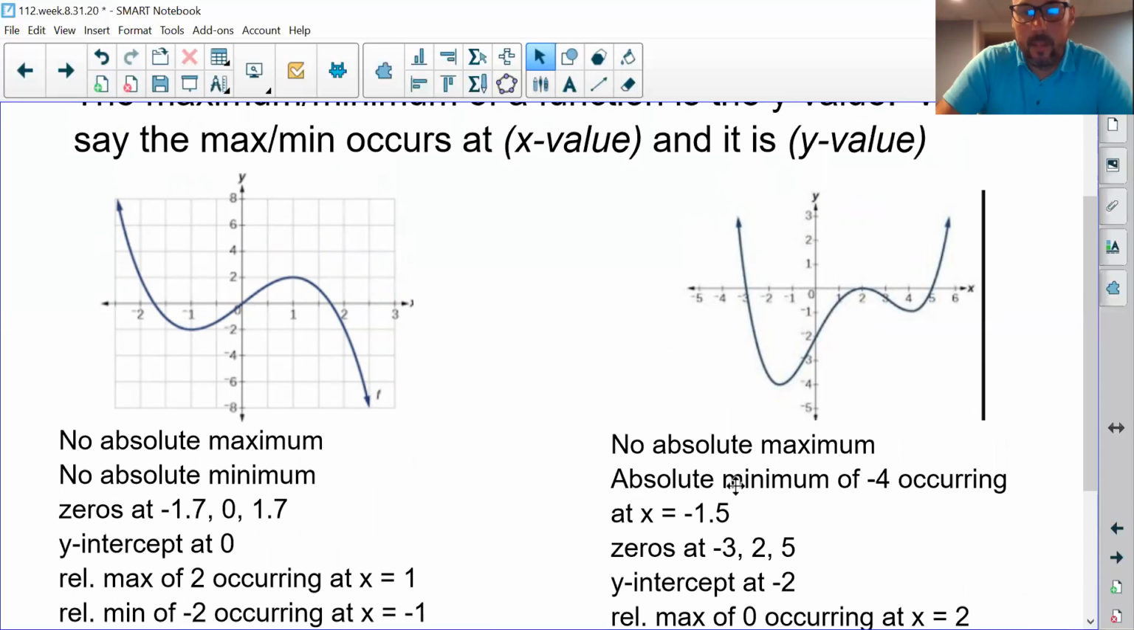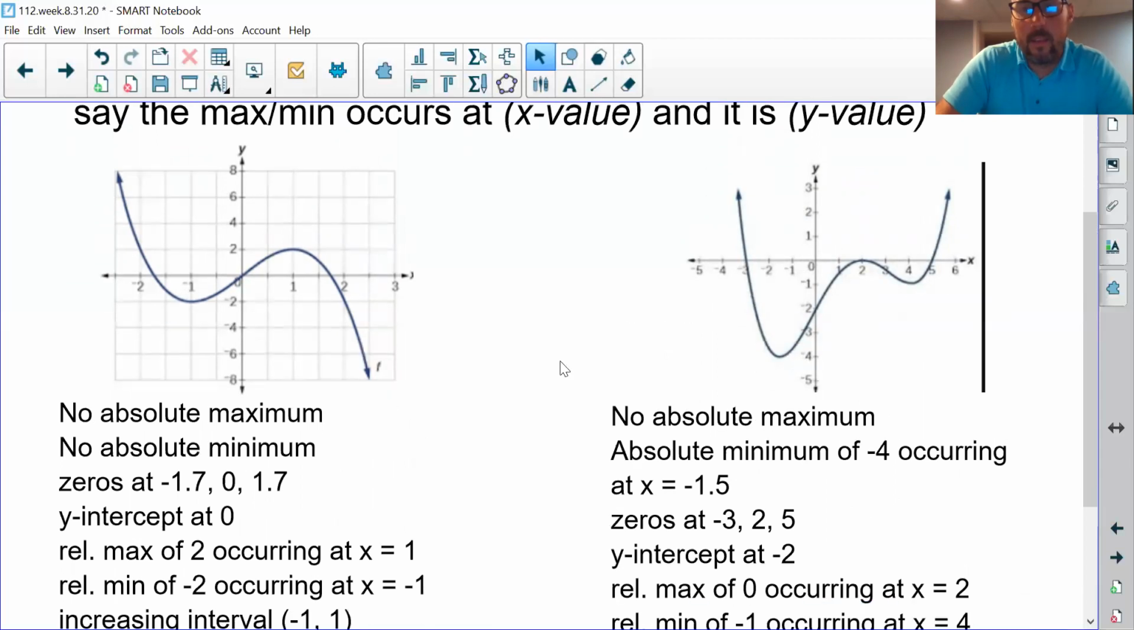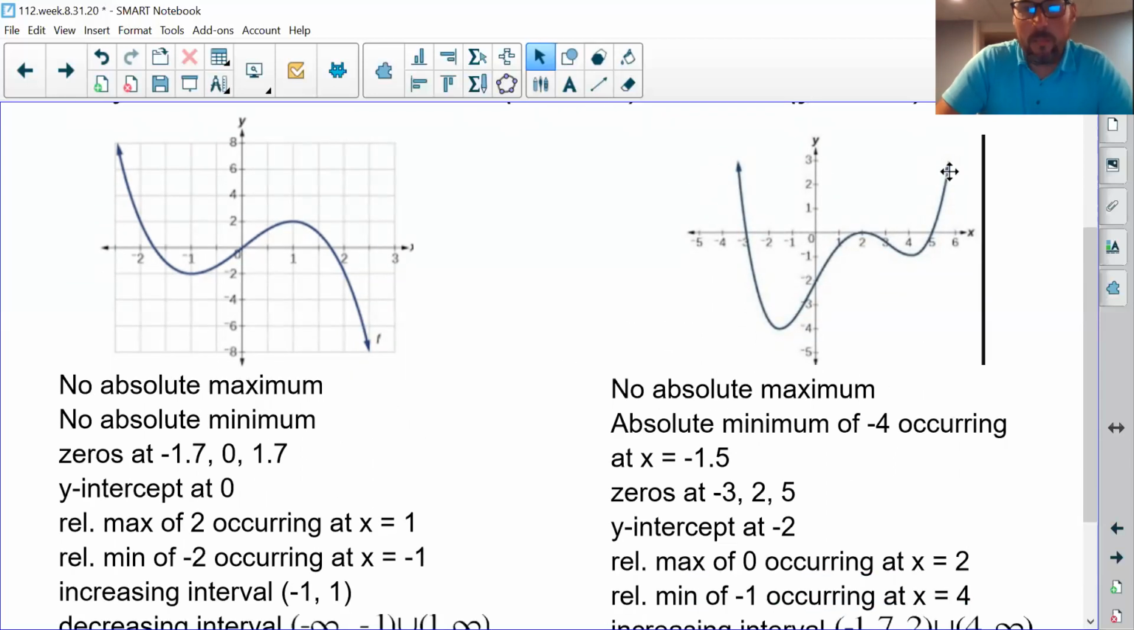This one, again, has no absolute maximum because it goes up forever. It doesn't go down forever, so it does have a minimum. It has a true minimum, an absolute minimum of negative 4. It'll never get less than negative 4. When does that happen? It occurs at around negative 1.5 as an x value.